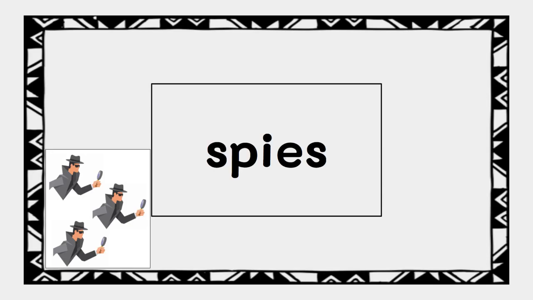Spell spies. Spies is spelled S-P-I-E-S because we hear the sounds sp-eyes.